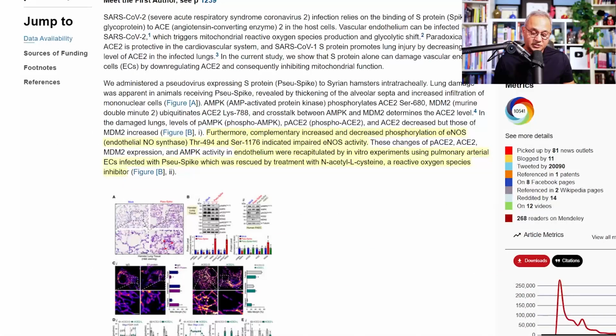So here, if you see AMPK, this study is actually in the AHA journal, so it is a study in a mainstream journal. AMPK, or AMP-activated protein kinase enzyme, phosphorylates ACE2, MDM2 (murine double minute) ubiquitinates ACE2 at lysine 788. And they believe that this activation of the AMPK enzyme occurs because of the binding of the spike protein to ACE2. When that binding occurs, the ACE2 enzyme gets marked for destruction by ubiquitin proteins. It's a very interesting mechanism.